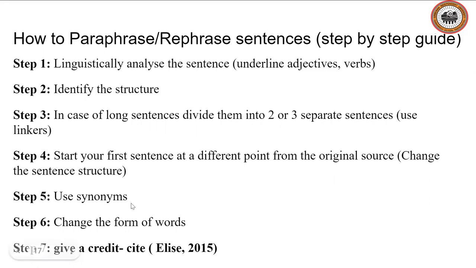And step 7, after doing all of these things, give a credit, cite it. You have done all these 6 steps, but again, it doesn't belong to you. Again, it is considered plagiarism. In order to avoid it, you need to do step 7, give a credit, cite it. I guess it's better to say that self-plagiarism is also plagiarism.